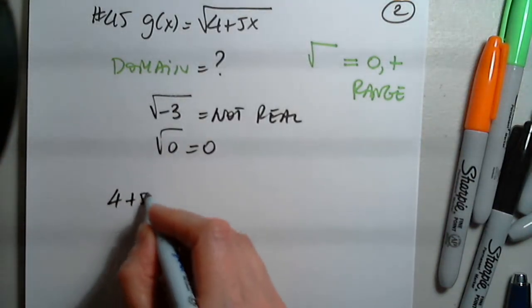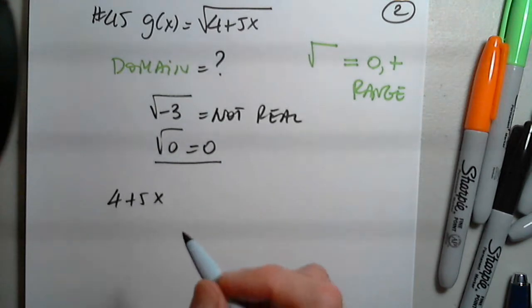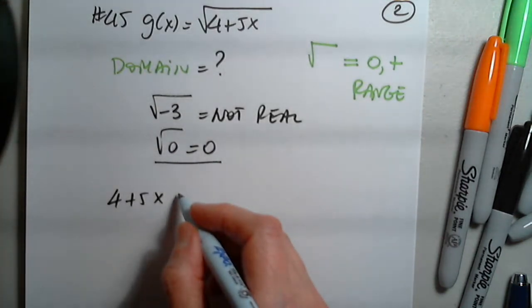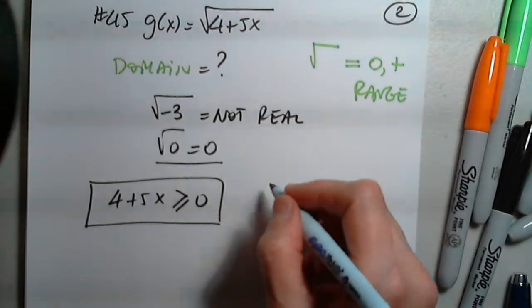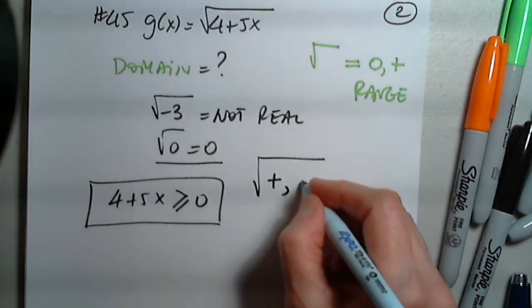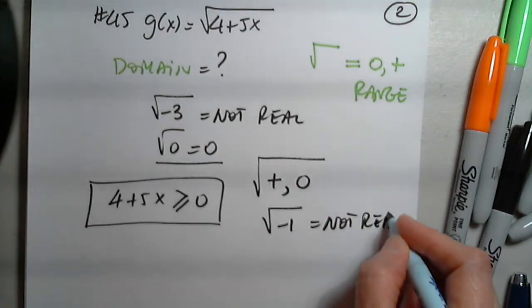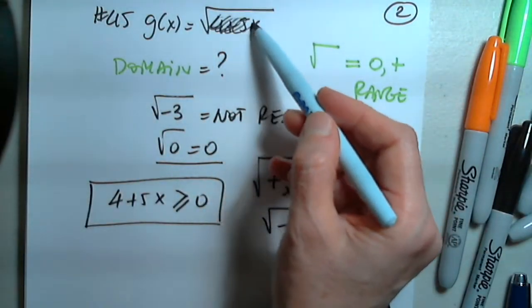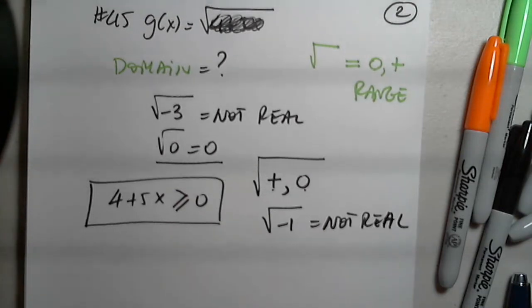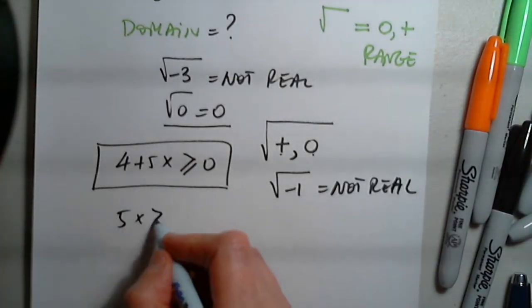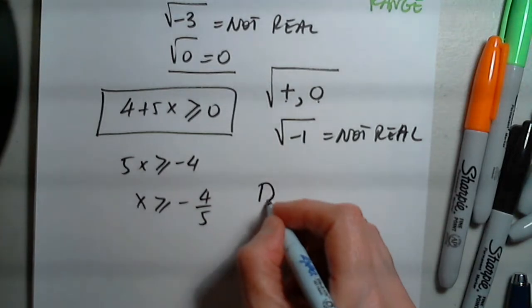4 plus 5x does not equal 0, and then work it out like we did the last one. I can take the square root from 0. Is it 4 plus 5x is greater than or equal to 0? Yes. Thank you so much. The square root can be taken from positive numbers and 0. The square root from a negative number is not real. So this expression has to be positive or 0. So we solve this by moving 4 to the other side and dividing by 5. And we get -4/5. And now how do we write this domain?